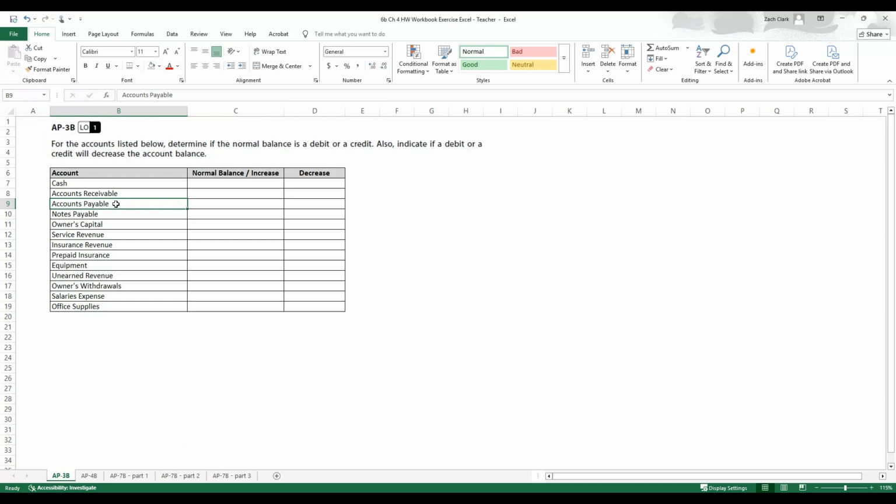So for example, if you had a balance in cash of a credit, an ending credit balance, that would indicate that there's negative cash. So maybe the cash account was overdrawn and you actually owe money back to the bank or something to that effect. But just keep in mind the normal balance is the same as the side that the accounts increase on. And then obviously the decrease is the other side.